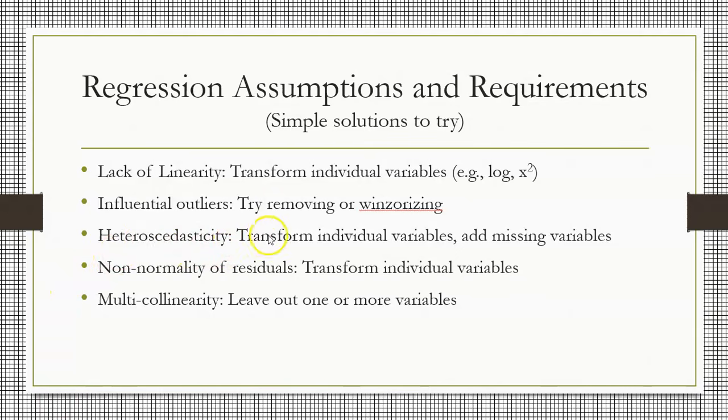Heteroskedasticity, often transforming individual variables, just like we did up here, can solve this problem. Sometimes it's the result of having missing variables that ought to have been included. Non-normality of residuals, transforming variables can be done here. There's also some other more advanced solutions to that, okay? And with multicollinearity, you just want to leave out one of the variables that you think is causing the problem and retest. And that's it for this video.